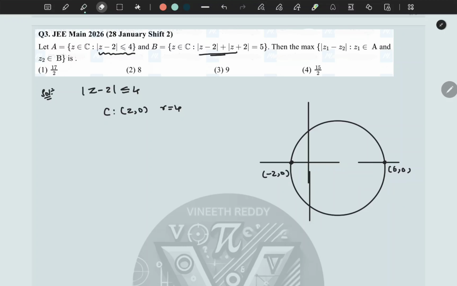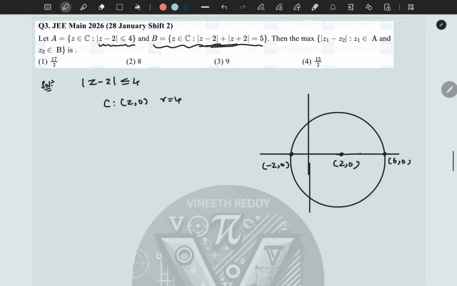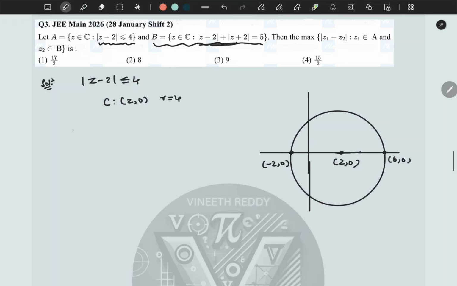Quickly, let me make this a bit neater. Yeah, 2 comma 0 is somewhere here. Now, part B has some difficulty, but that is also not very difficult. So we have mod of z minus 2 plus mod of z plus 2 is equal to 5. It is of the form PA plus PB is equal to some constant.